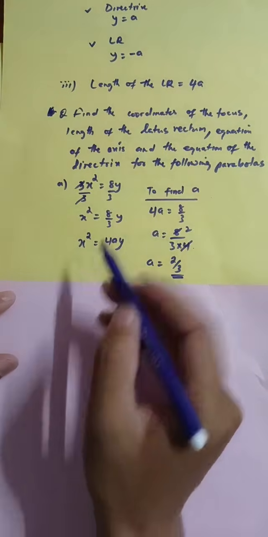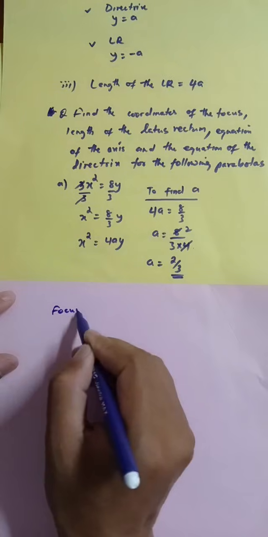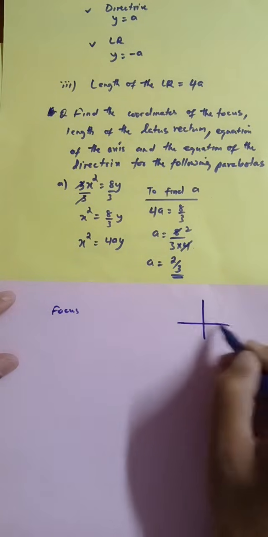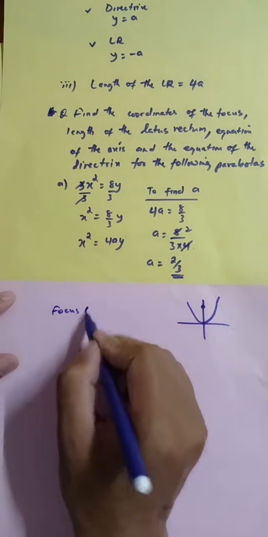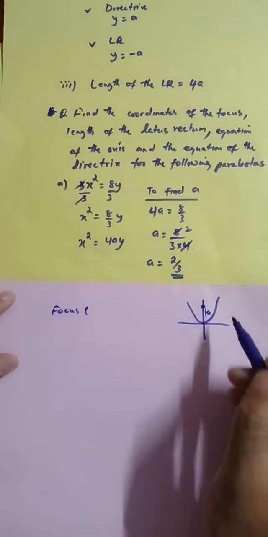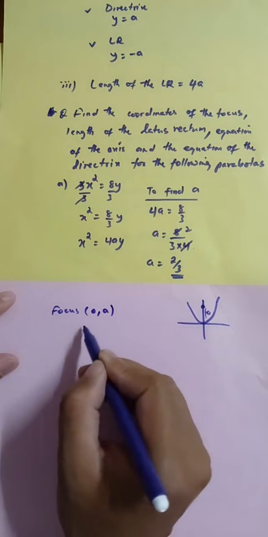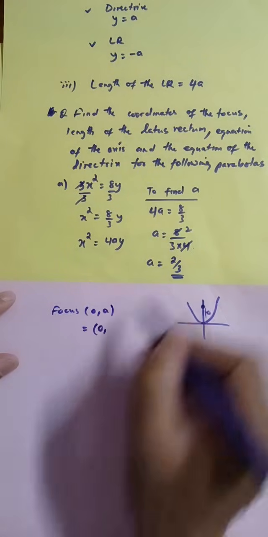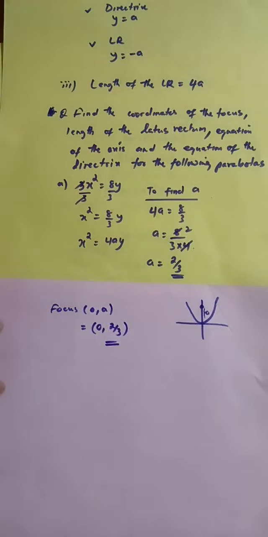Now first of all, we need to find the coordinate of the focus. For an upward parabola, the focus is here on the diagram, at A. So the y coordinate is A and the x coordinate is 0. So the focus is (0, A), which is (0, 2 over 3). So this is my focus, the coordinate of focus.